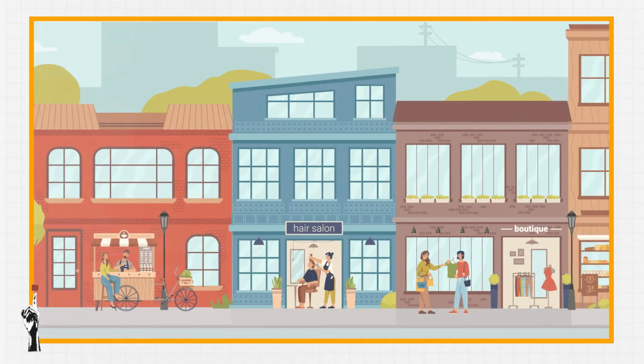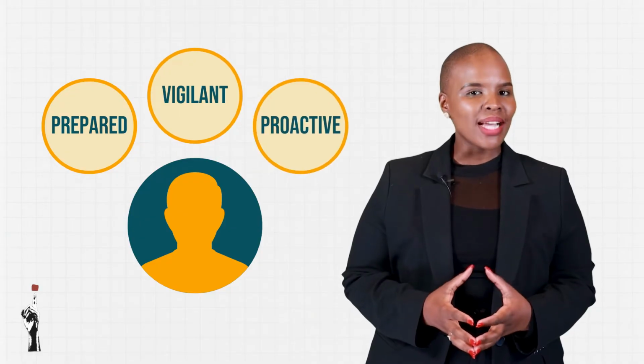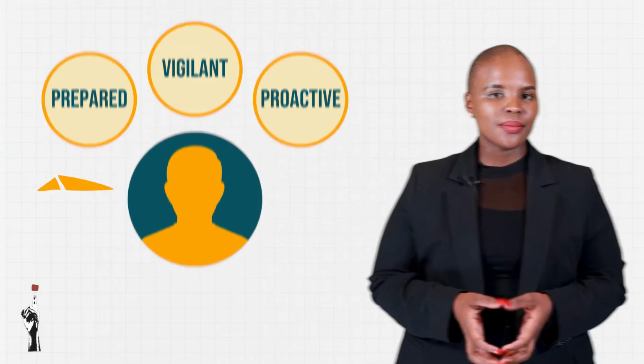Cyril heard that someone in his area also wants to open a hair salon, and this could be a threat for his business, as people might go to the other business instead of coming to his. By always being prepared, vigilant, and proactive, you can limit the effects of the threats.